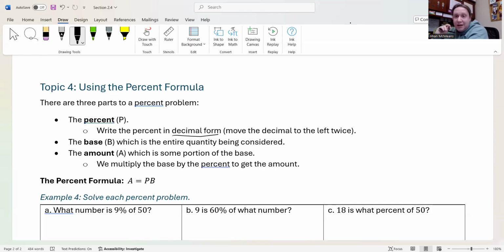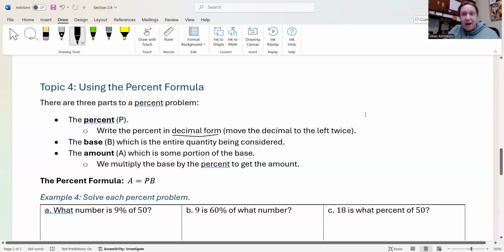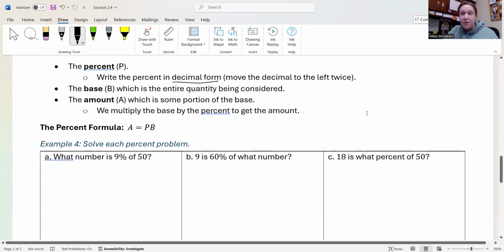The base and the amount are easy to get backwards, and you need to make sure you have a firm understanding of the difference between the base and the amount. The base is the entire quantity being considered, okay? The amount is some portion of the base, and the way we get the amount is we multiply the base by the percent in decimal form, okay? So again, the entire quantity being considered is the base. Some portion of that is going to be the amount, okay? And the way we get the amount, multiply the percent by the base, okay? So the percent formula is A equals PB. Just remember, P has to be in decimal form, okay?